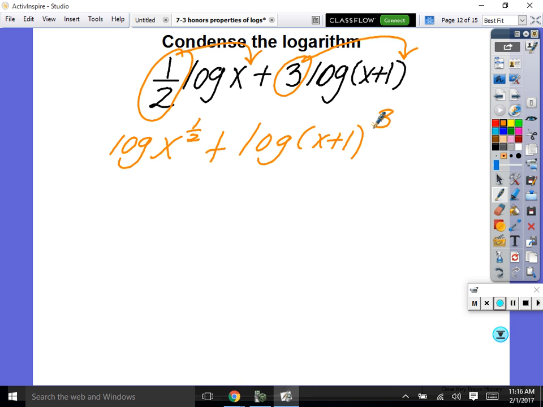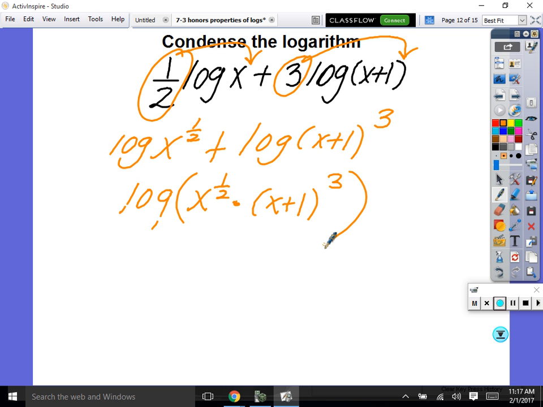I'm going to do it in steps. When you add, you multiply, right? So here we go, writing it as one log. Log of x to the 1/2 times x plus 1 to the 3rd power. And that's all trapped inside the log, right, everybody? Okay, perfect. That's all we got to do.